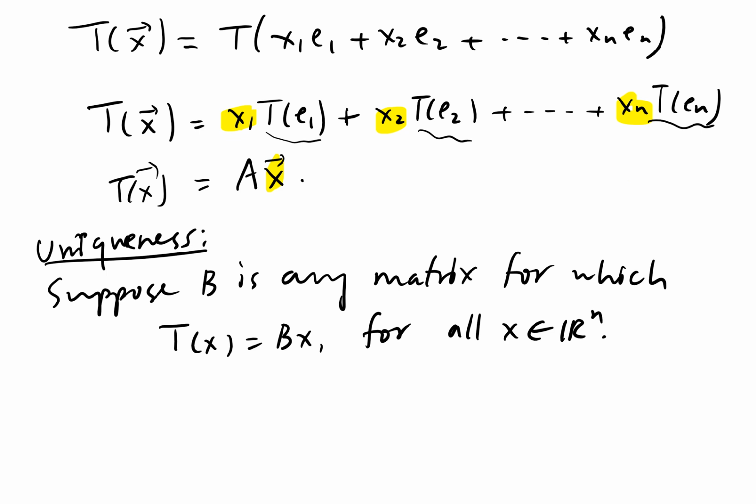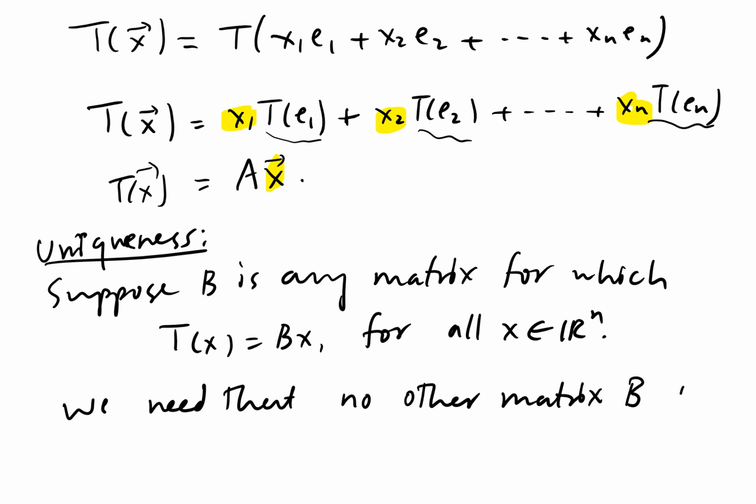So what do we need to see? We need to show that no other matrix B would work. No other matrix B would work.